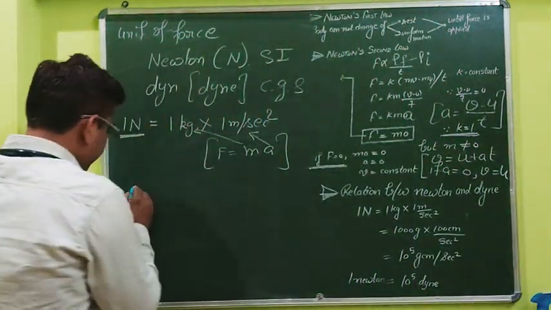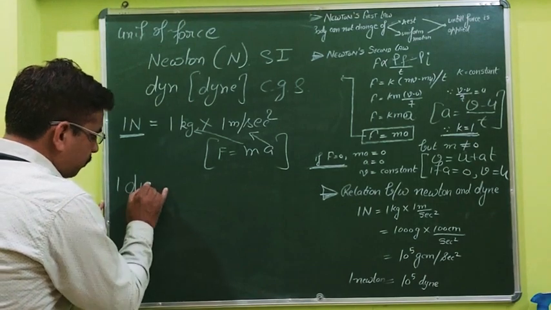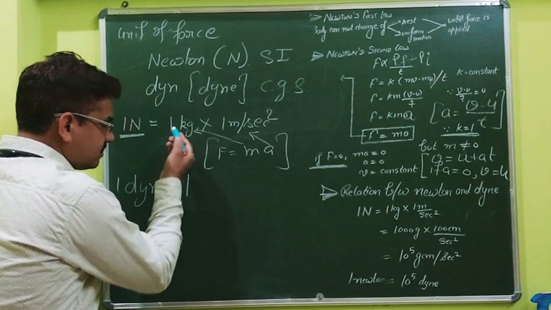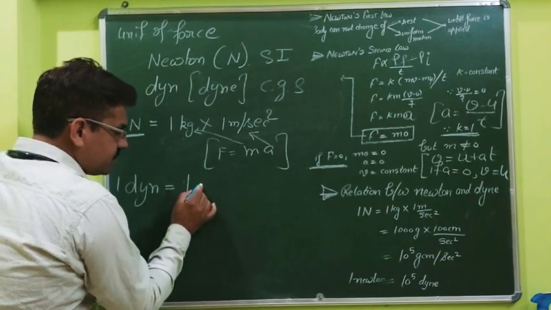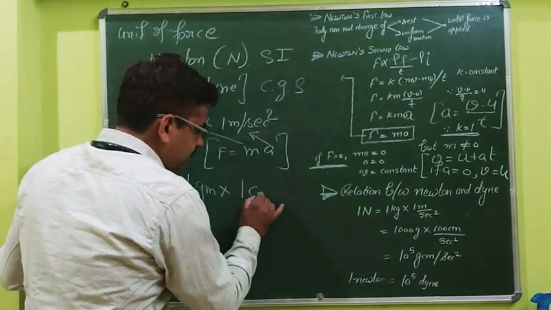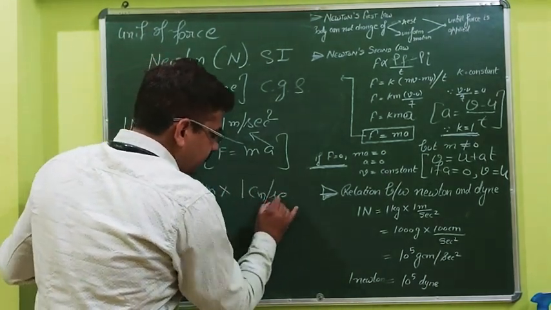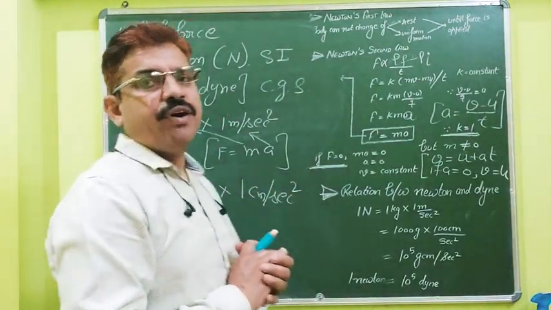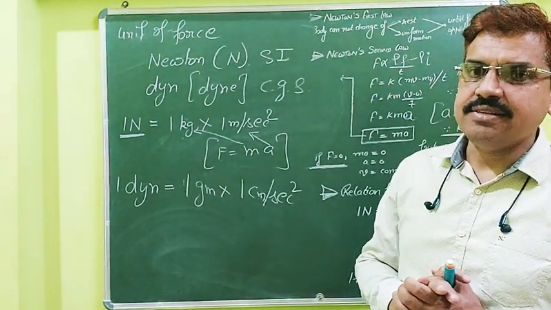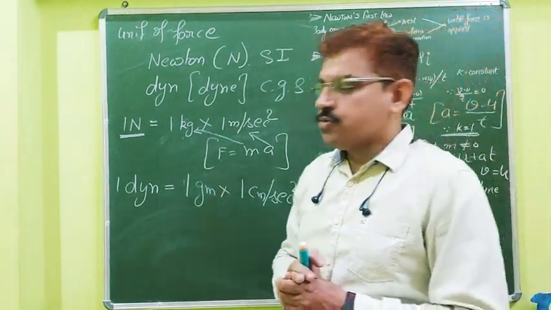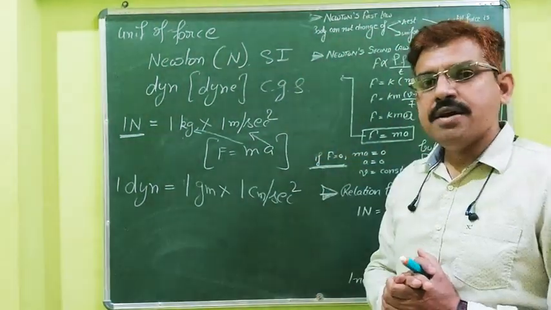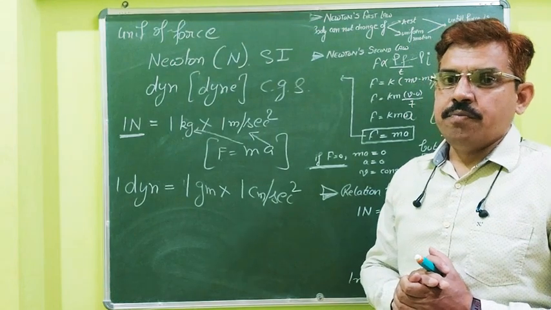We can similarly define 1 dyne. So what is the definition of 1 dyne? Just replace 1 kilogram, because that is in CGS. So in CGS, kilogram is replaced by gram, 1 meter is replaced by centimeter, and second square remains as it is. Why? Because the unit of time in both the SI and the CGS system remains the same. So 1 dyne is equal to 1 gram into 1 centimeter per second square.